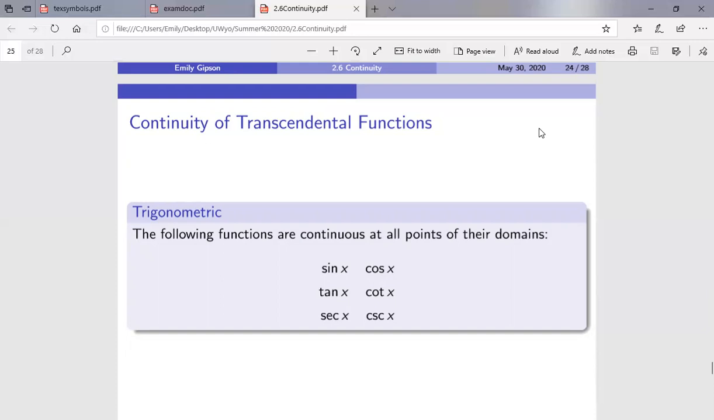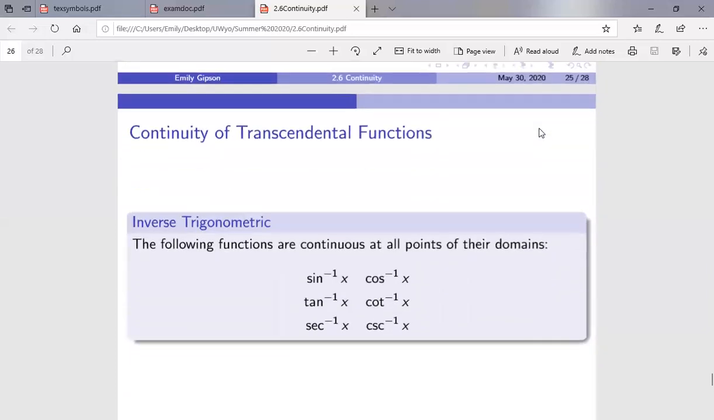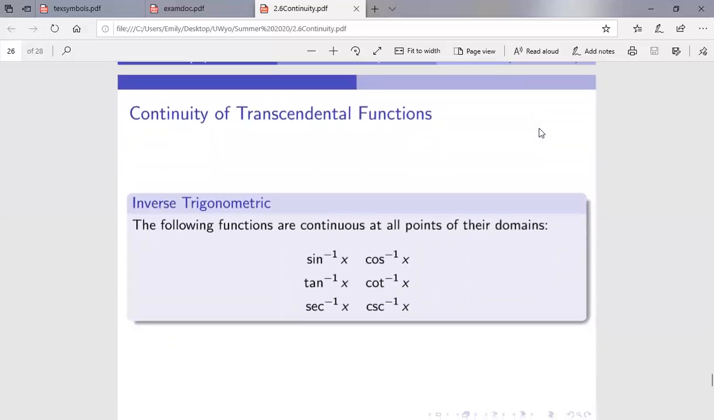So first of all, we've got trigonometric functions. So sine, cosine, tangent, cotangent, secant, and cosecant. All of these functions are continuous at all points in their domains, no matter what. We've also got the inverse trigonometric functions. So sine inverse, cosine inverse, tangent inverse, cotangent inverse, secant inverse, and cosecant inverse. All of these are, again, continuous at all points in their domains. So whatever is a valid input for these functions, they're going to be continuous.